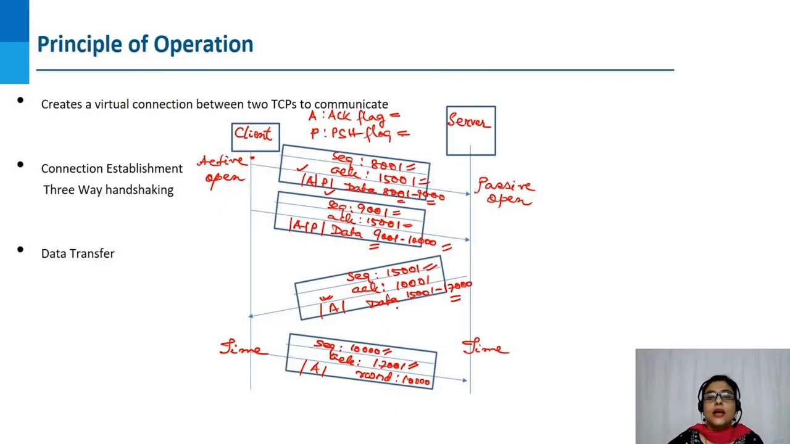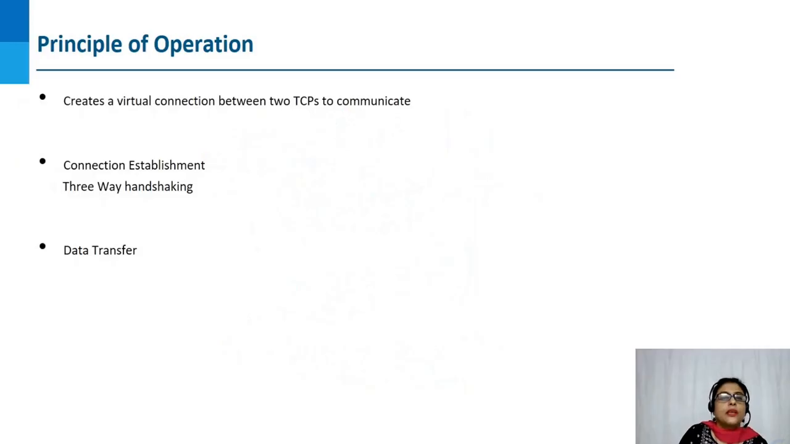So it is sending again an acknowledgement, and this is the receiver window size, which we are going to learn later on with the 10,000 data. So this way the data transfer takes place between the client and the server. Next, there is the connection termination process. Once the data transfer has been completed, the connection termination takes place.